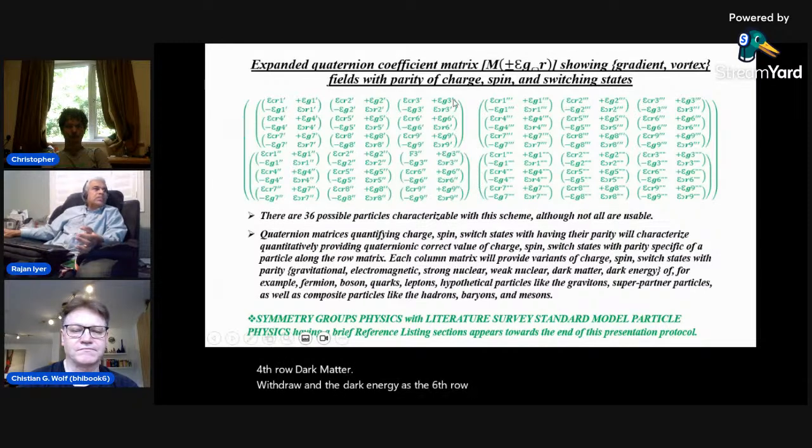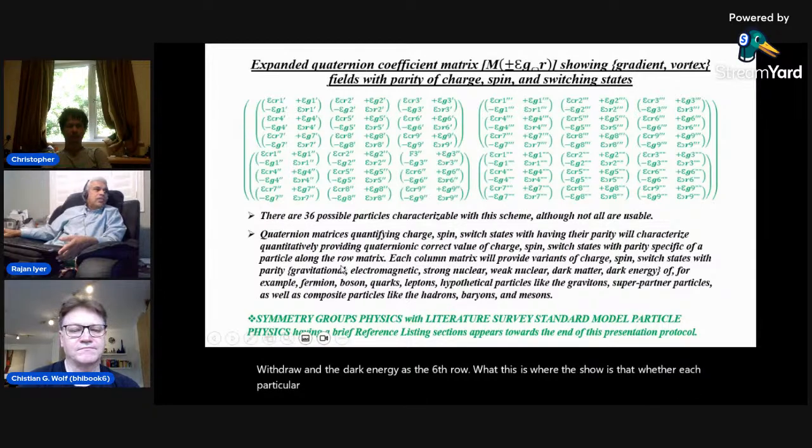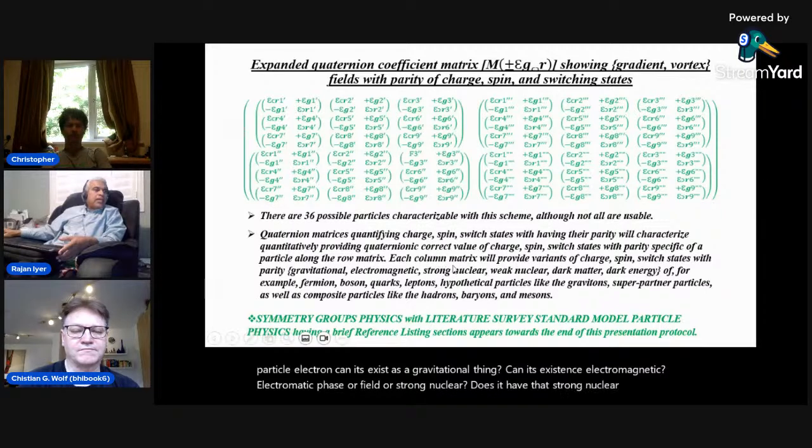What this may show is whether each particle, say the electron, can exist as the electromagnetic phase or field, or strong nuclear. Does it have that strong nuclear? It may not have. So in that case, it becomes 0. Wherever it's not possible, it becomes 0. Weak nuclear, yes, the electron definitely can do weak nuclear, so that will be present.